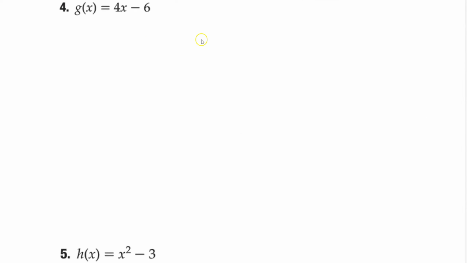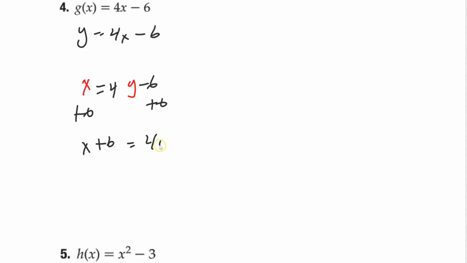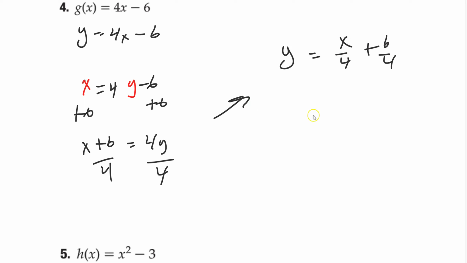Next one. What am I doing on this one though? Because I like this one better. Same idea, right? Let's find the inverse. So we're going to switch x and y. Make that a y. Switch x and y. So it's going to be x and y. Solve for y, so add 6. X plus 6 equals 4y. Divide by 4. And we get y equals x over 4 plus 6 over 4. Also known as f inverse of x equals x over 4 plus 6 over 4.